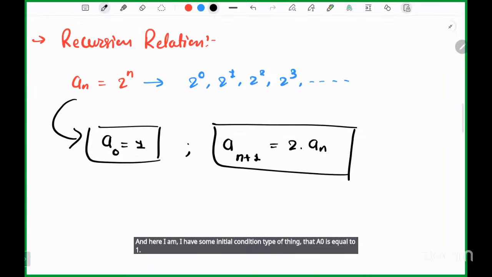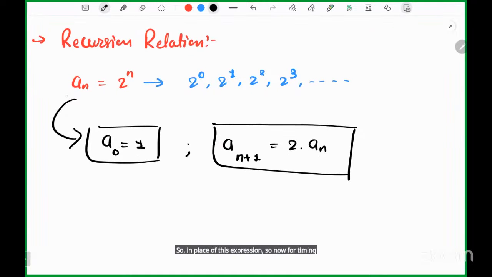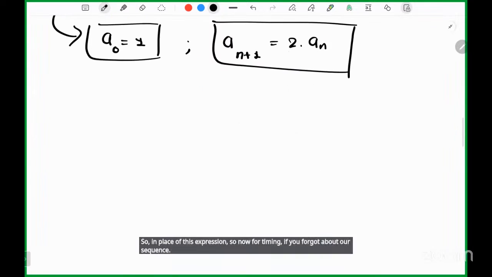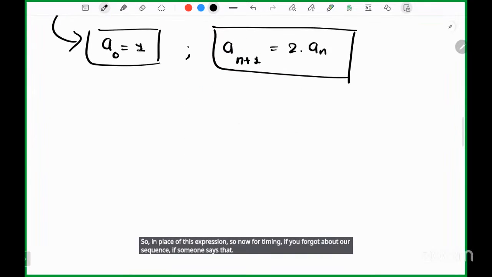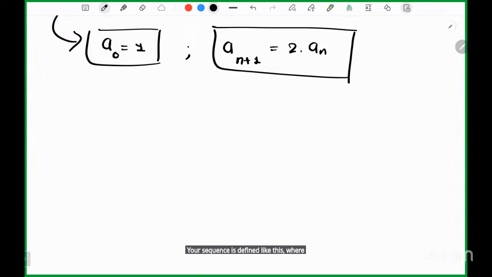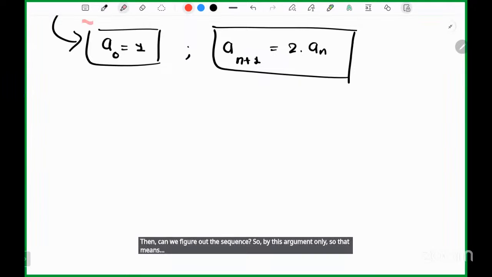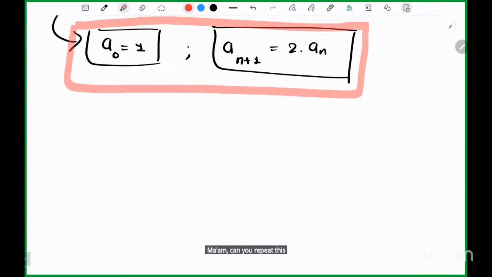Now, if you forgot about our sequence, and someone says that your sequence is defined like this, where a naught is equal to 1 and an plus 1 is equal to 2 into an, then can we figure out the sequence? Ma'am, can you repeat it one more time?